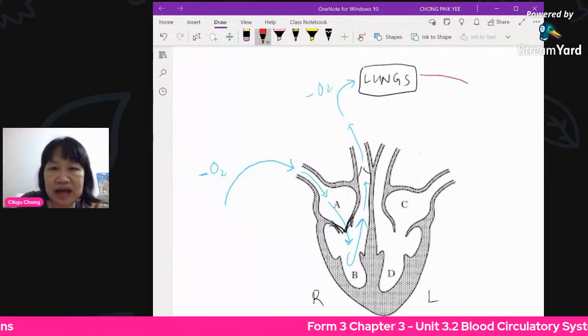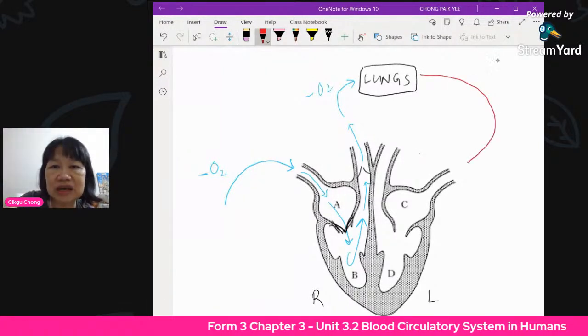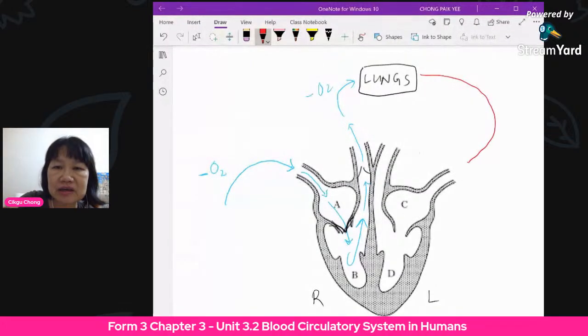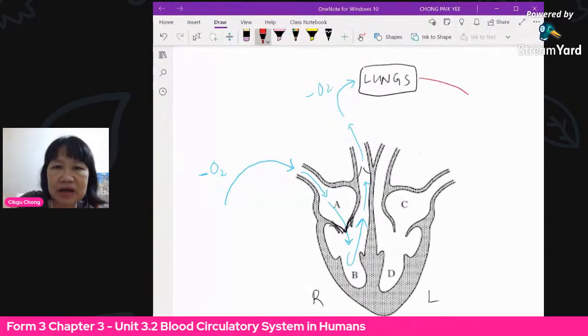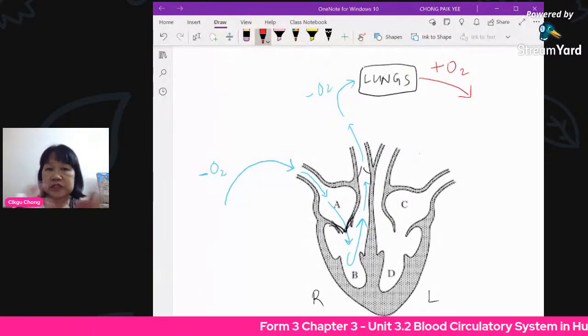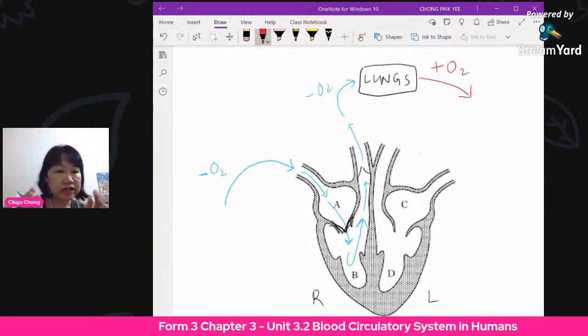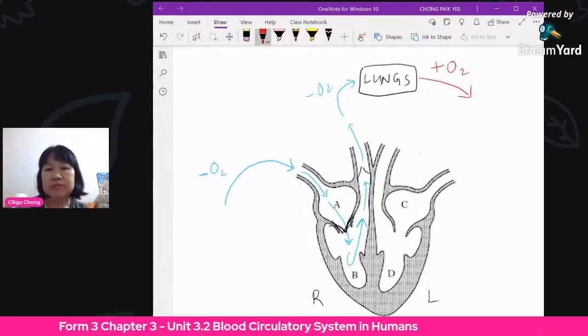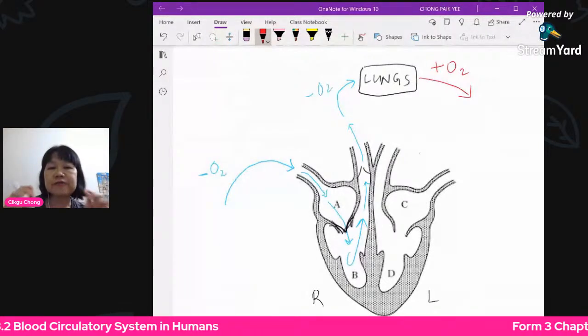So here, once it comes out, it becomes oxygenated. You see? Yes, Sydney, correct. Red. Stella, red. Correct. So we have to change color. If you are writing your notes now or later, please use a red pen and a blue pen to signify the difference in the type of blood.